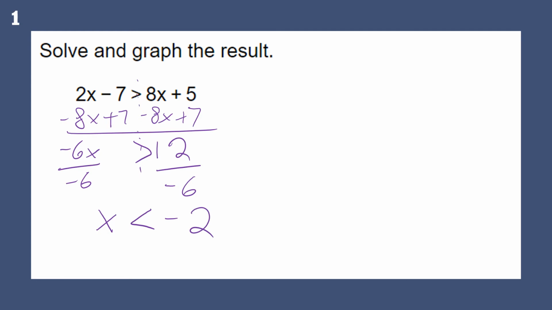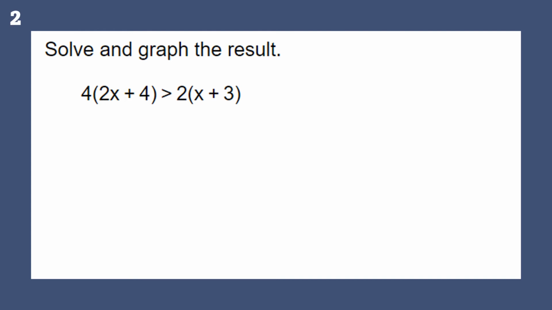If we were to graph that result, we just want a number line with our key point being negative 2, and then we want all the numbers less than that. There's two ways you can write it. You can write it with an open circle and go in the less than direction, to the left, or you can sometimes see it with a parenthesis right at the negative 2.